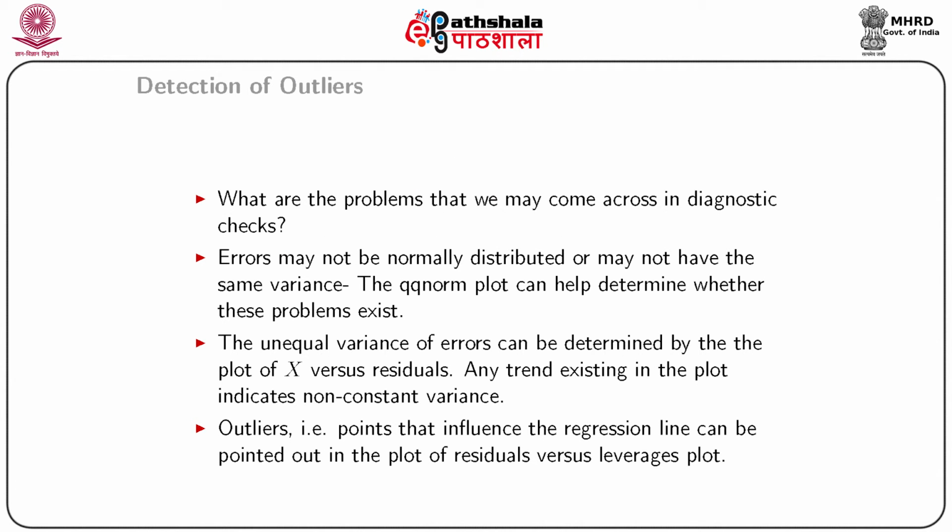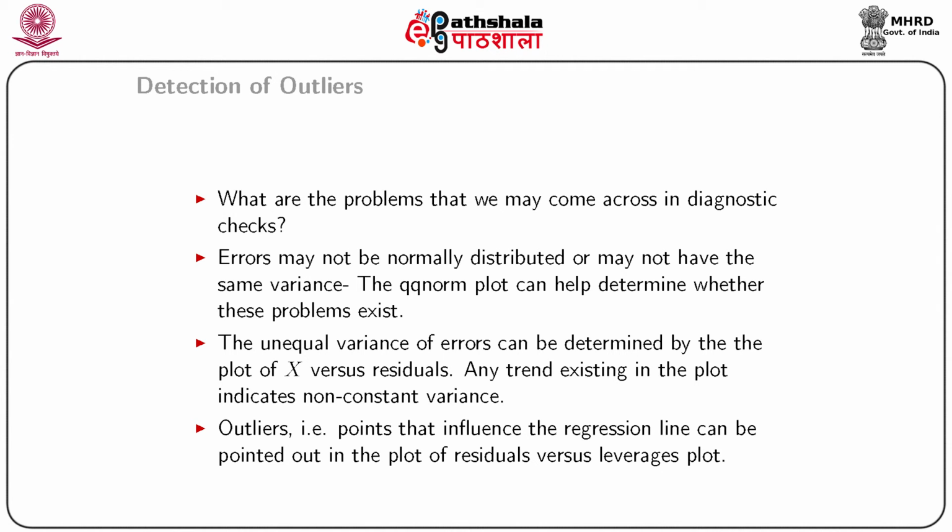Now, what are the problems that we may come across while checking the diagnostics after fitting a regression model? The problems are: the errors may not be normally distributed, or they may not have the same variance, or in other words, they might be heteroscedastic. The QQ norm plot, which is the second plot, can help us determine whether these problems exist. When the QQ norm plot is a straight line at a 45-degree angle, we say that these assumptions are met.